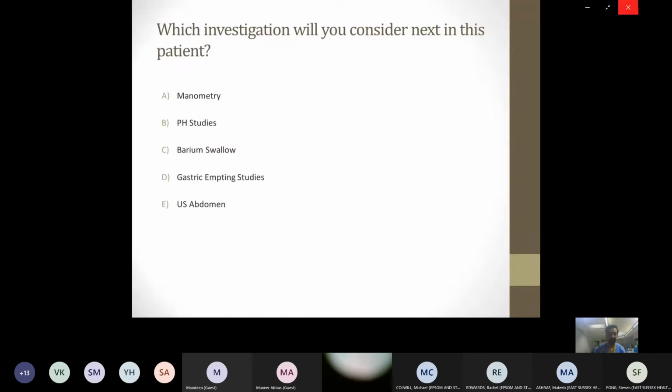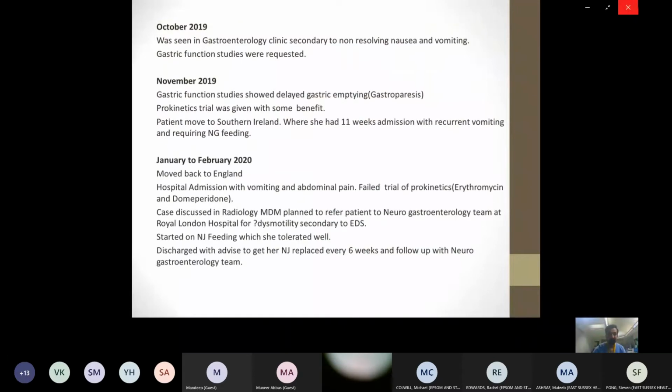Which investigation will you consider next in this patient? Option A is manometry, B pH study, C barium swallow, D gastric emptying studies, E ultrasound abdomen. For this patient, we requested gastric emptying studies when she attended the gastroenterology clinic in October 2019.